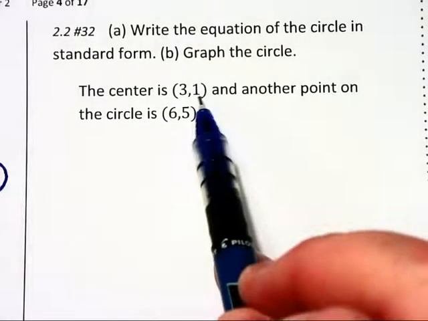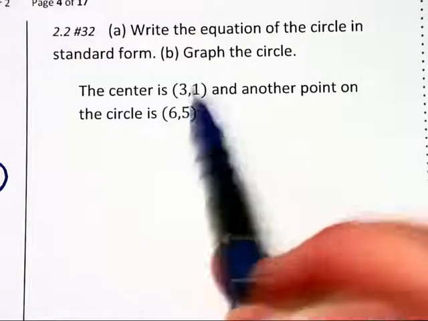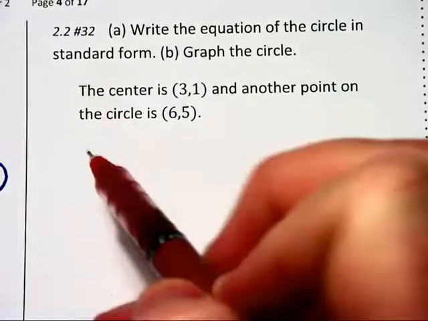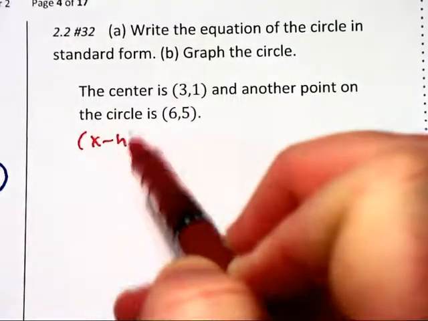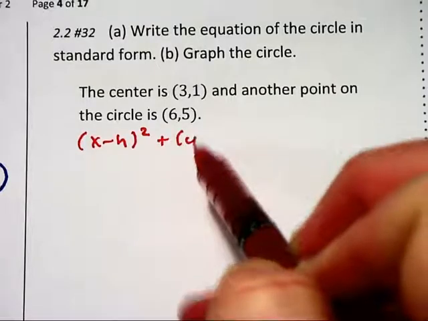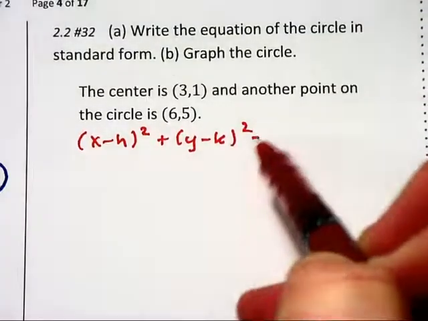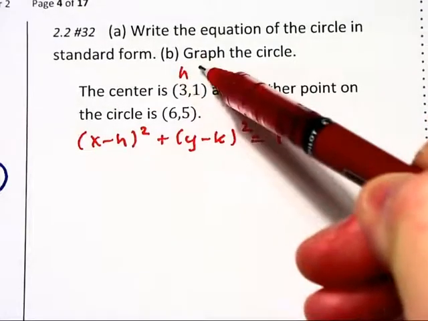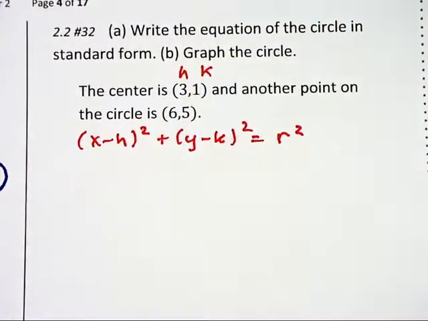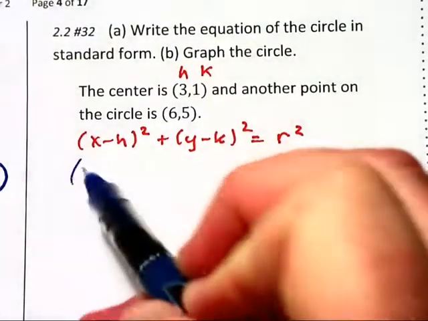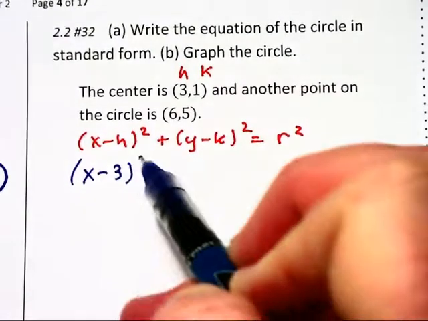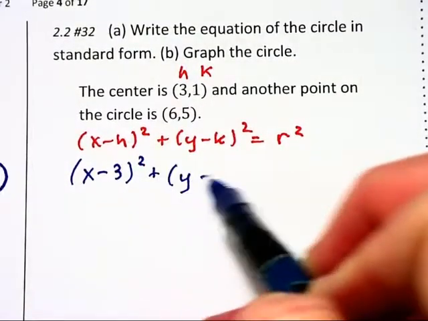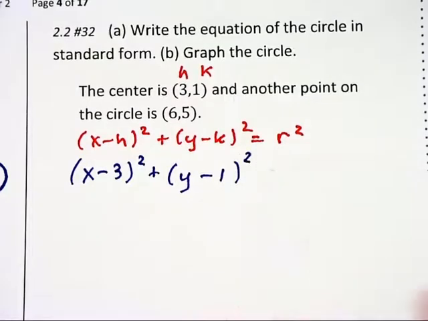Okay, now we want to find the equation of a circle given a couple of clues. We have the center at (3, 1). So instantly, if we have memorized (x − h)² + (y − k)² = r², we know that (3, 1) is the h, k. So we can write (x − 3)² + (y − 1)² just to begin with.